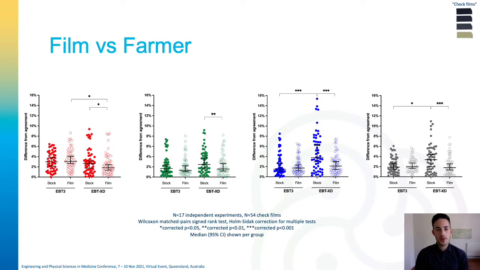Breaking down the film versus pharma results at a channel-specific level, you can see that for XD, the film-to-film method performed significantly better compared to the stock-to-stock method, whereas for EBT3 versus XD, there was no significant difference in the results for the different channels except for the red channel, which performed slightly worse for EBT3.